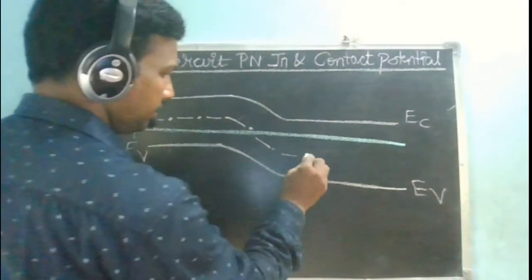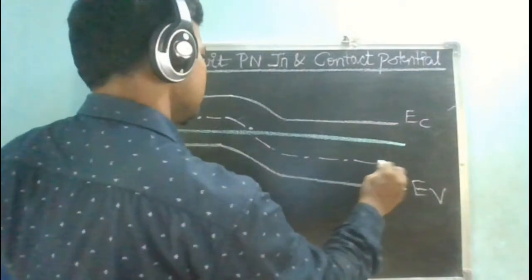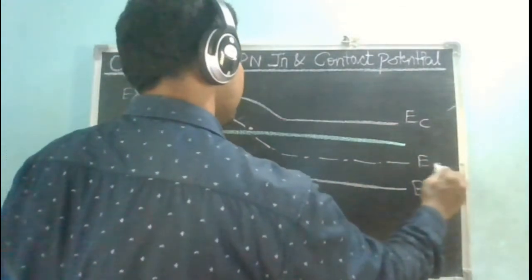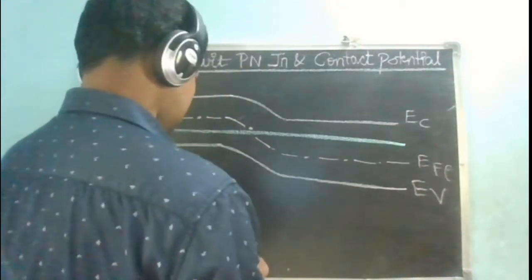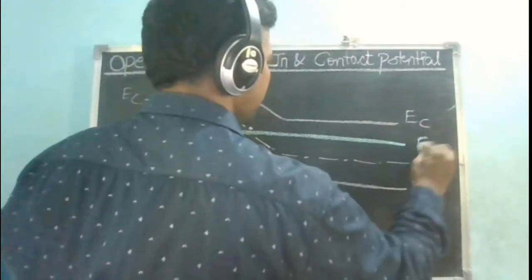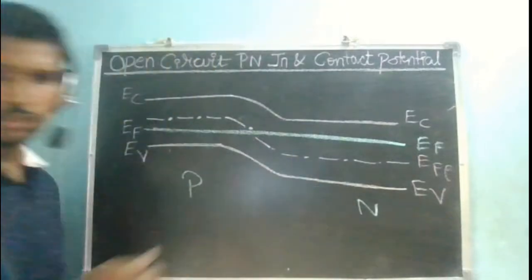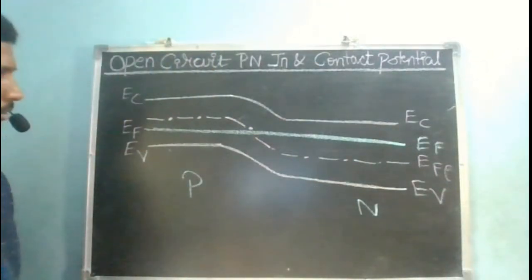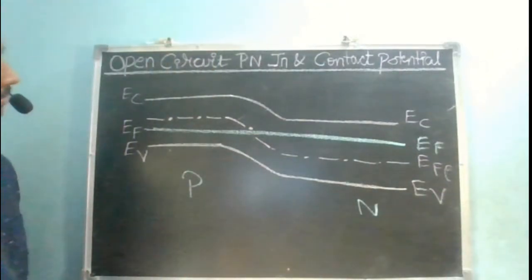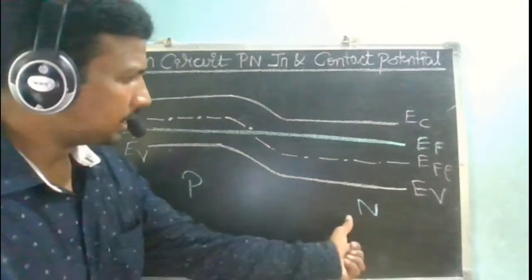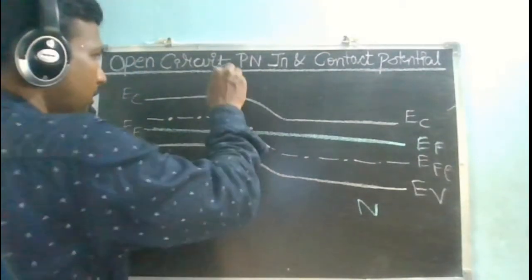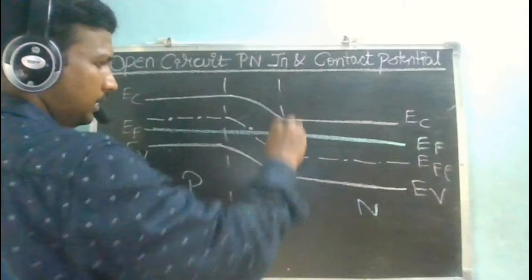My intrinsic Fermi energy level has to be shown like this. This is my intrinsic Fermi energy level, and this is my Fermi energy. This is my P type, this is my N type. Is this okay? So this is P type semiconductor and this is N type semiconductor. So before joining, this is my situation.